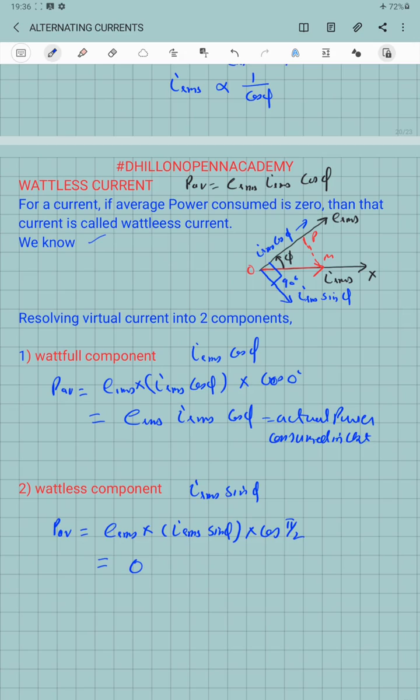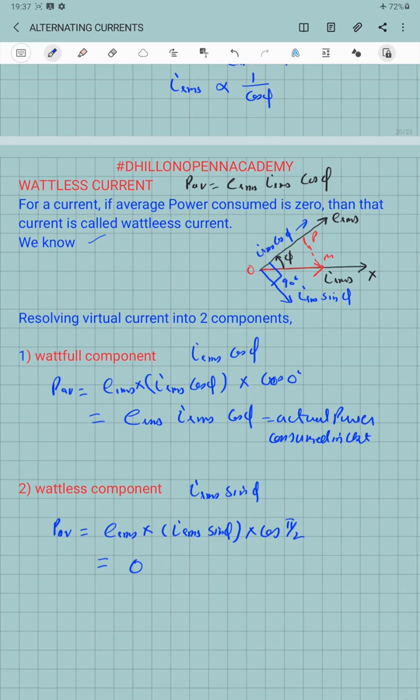Now we have already seen that in pure inductive or pure capacitive circuits, the phase angle between voltage and current is pi by 2, corresponding to which average power consumed is equal to 0. This means that the current flowing in pure inductive or pure capacitive circuits is the wattless component of the current. There is no wattful component. The wattful component is the actual current which is responsible for the actual power consumed by the circuit.